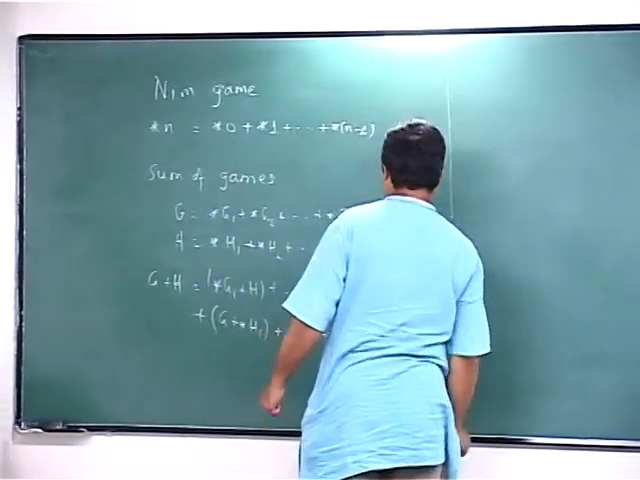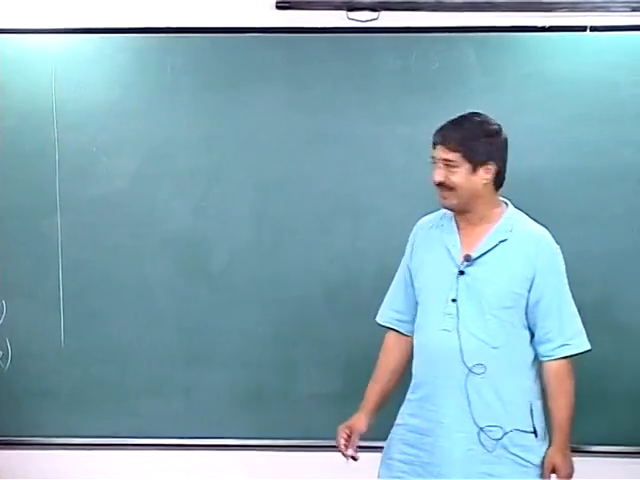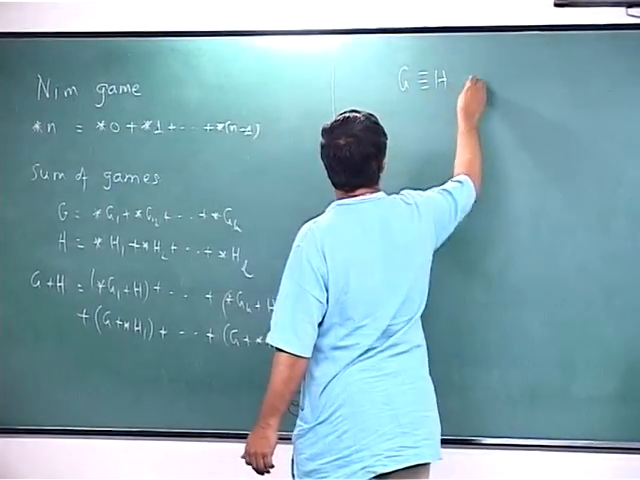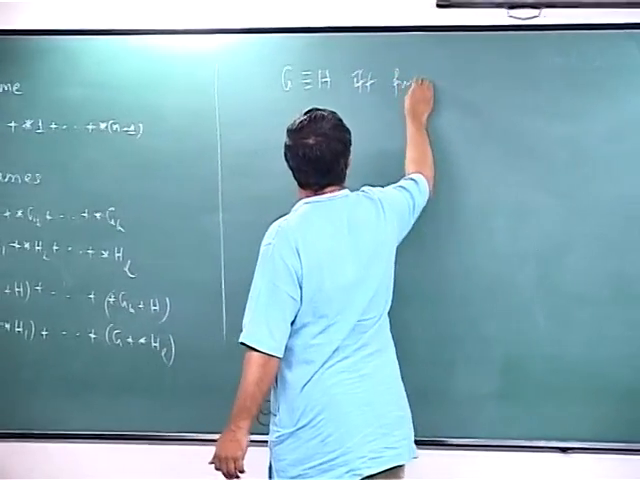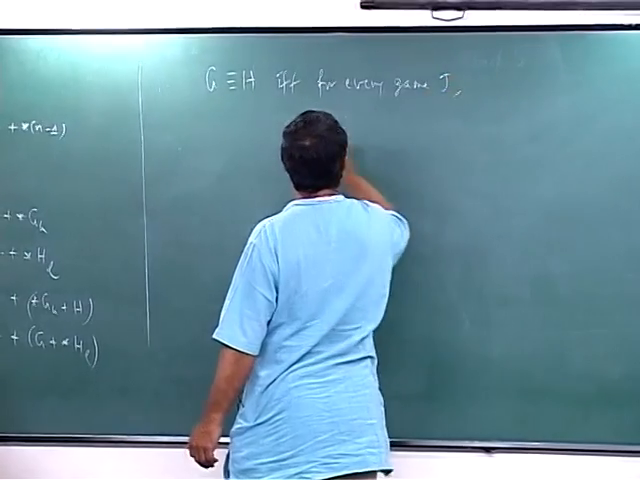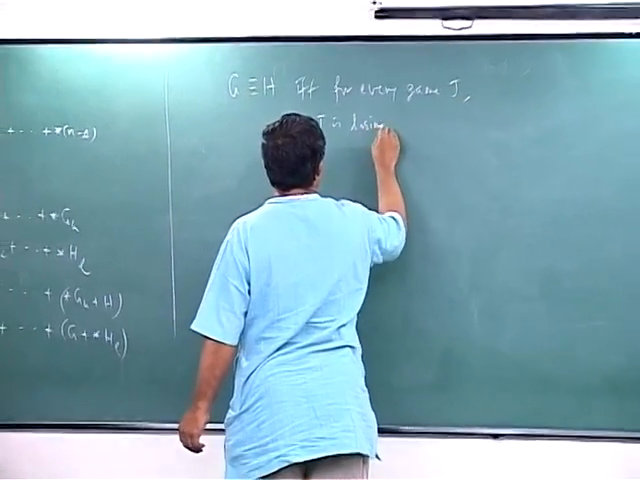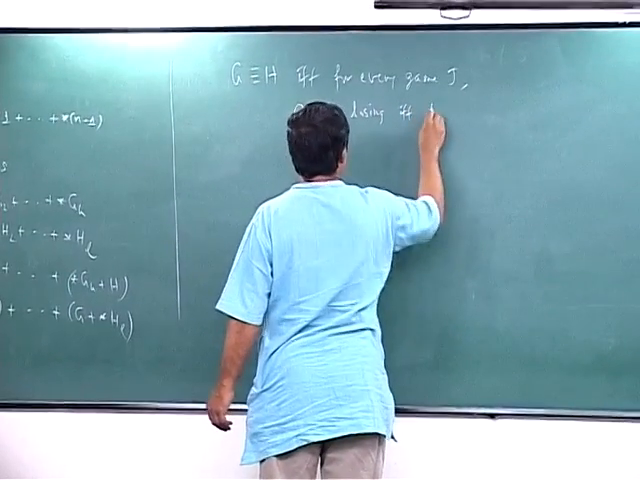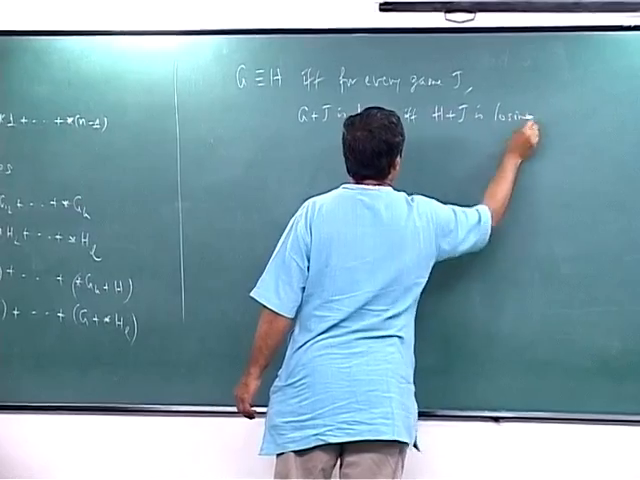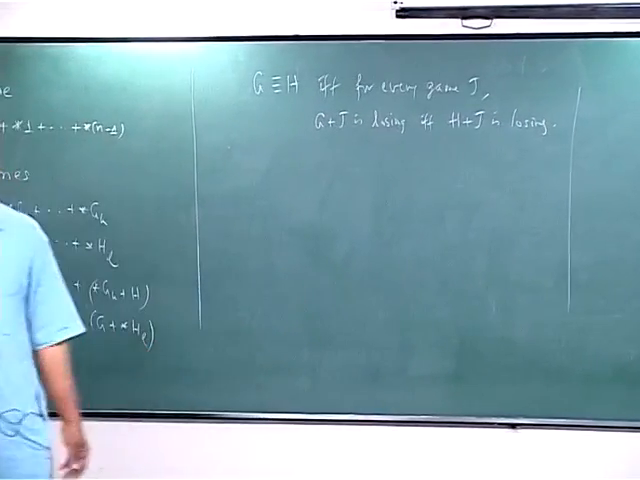And then I said that I can define a notion of equivalence on these games. I can say that G is equivalent to H if and only if for every game J, G plus J is losing if and only if H plus J is losing, right? This is the definition I gave.